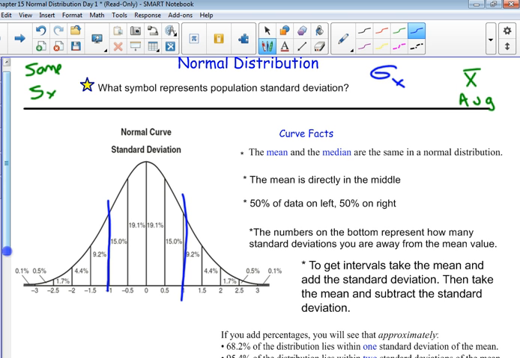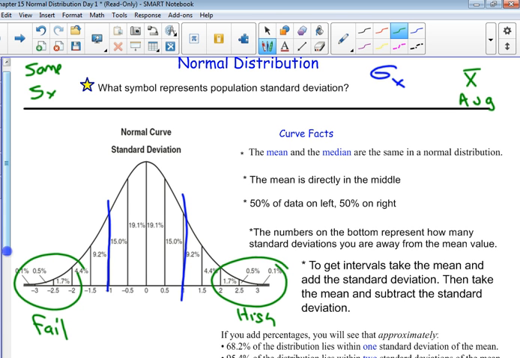Think about a class. When you give a test, don't you want most of the kids to be passing and doing pretty good? There might be a couple kids who score really high, maybe a couple kids who fail, but you want the majority to be passing with a good score. That's something called grading on a bell curve.